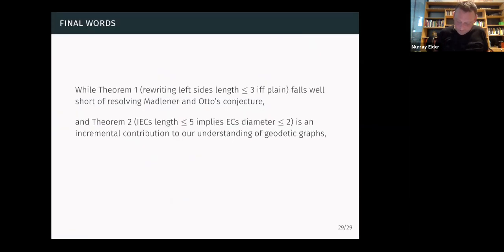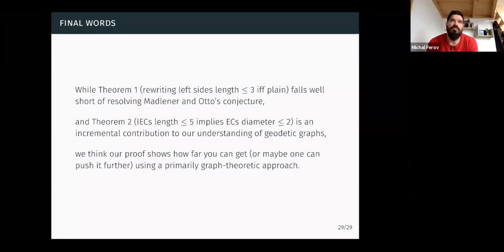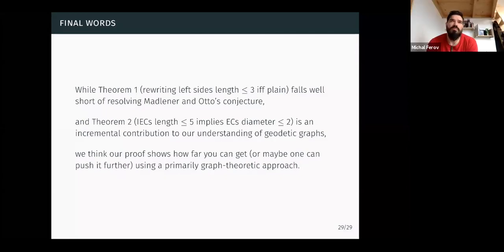So final words. The theorem 1 about rewriting systems falls well short of the conjecture or the question to give a classification, but we believe that the classification is the only thing you could possibly get is plane groups. And we think that what we have here, which will be on arXiv very, very soon, maybe shows how far you can get with the graph theory approach, because it boils down to a very obnoxious kind of argument about finite graphs. Or maybe you can push it further.